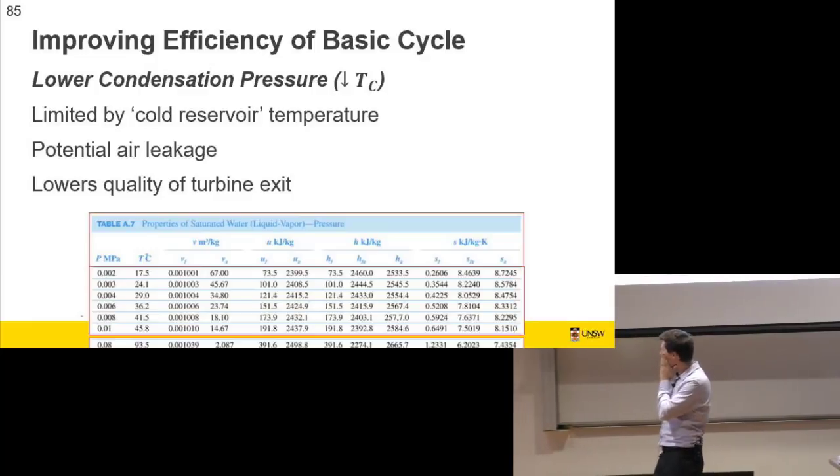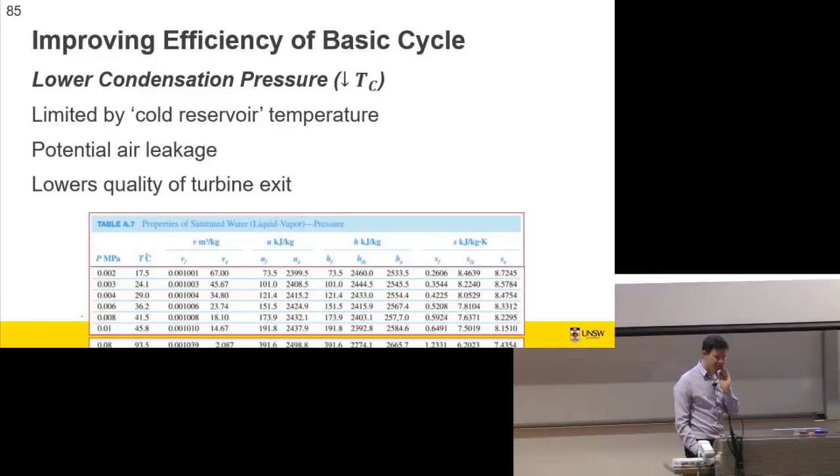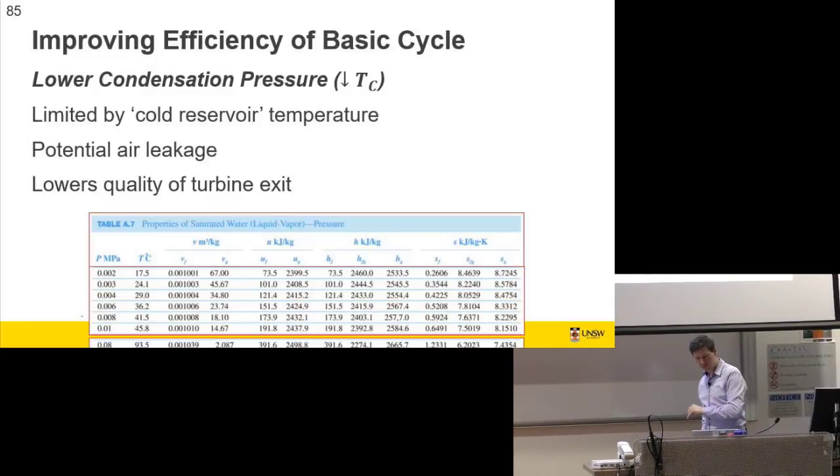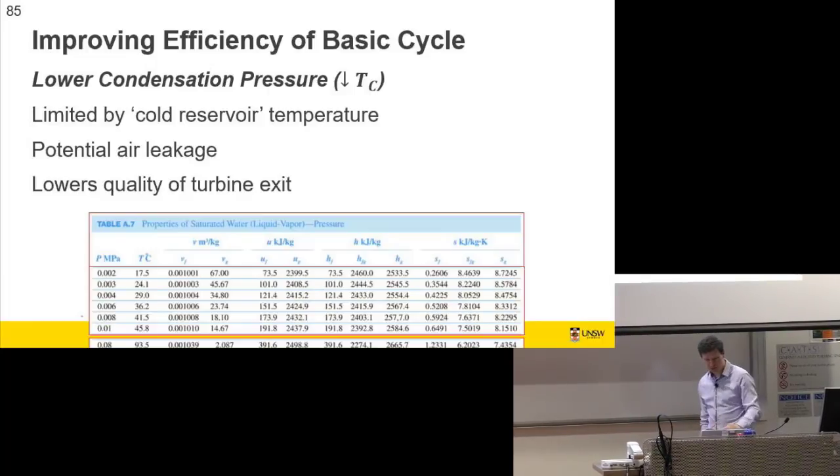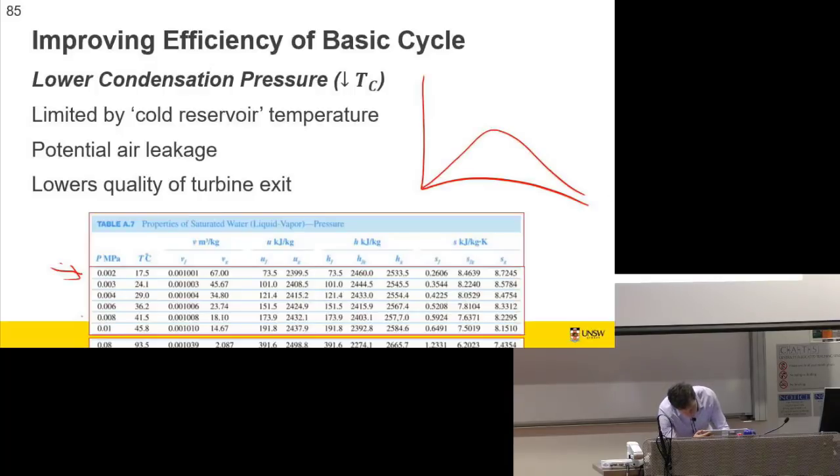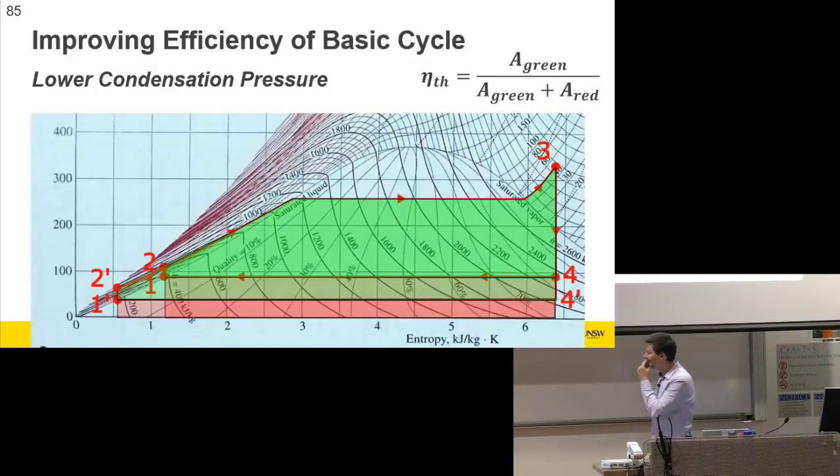The other thing that's not as obvious in the table, but comes out when we look at the TS diagram, is that as you lower the pressure of condensation, your vapor dome goes kind of like that. If you lower your pressure to here, you've got quite a high quality. If you continue to lower your pressure, and thereby your temperature, you can see your quality comes down quite a bit. That can be a problem for your turbine as well, because it lowers the quality at the turbine exit, which we need to keep high to operate our turbine efficiently.